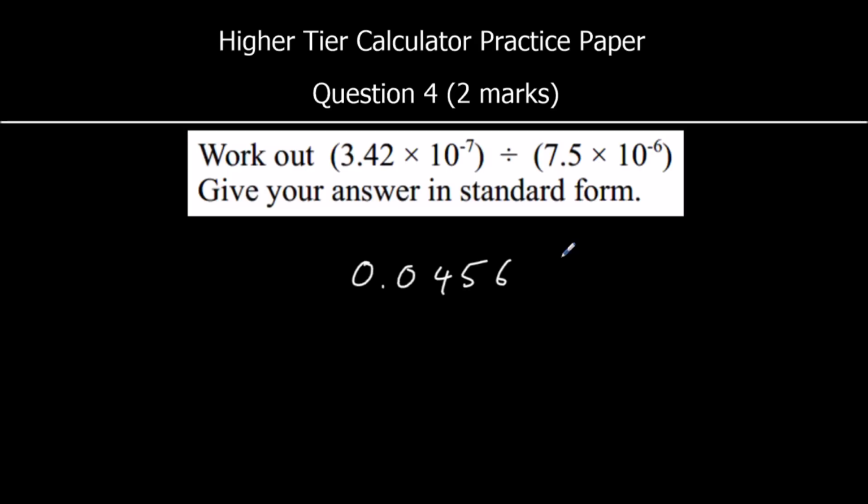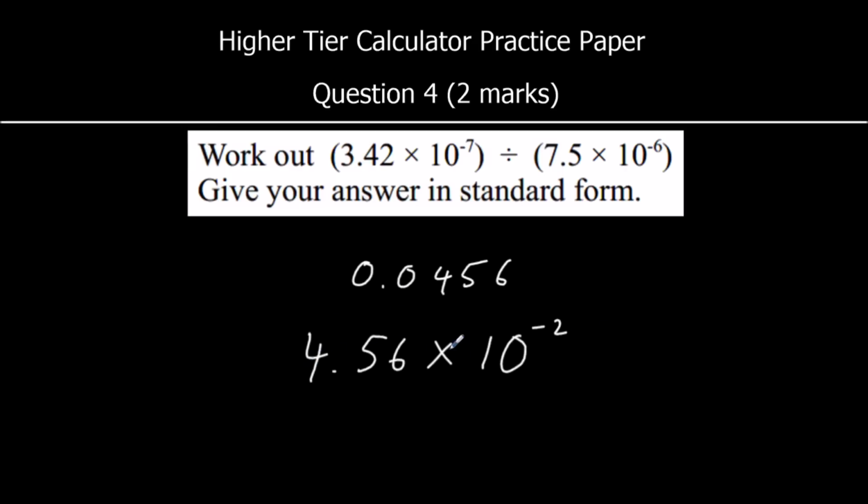But we need to give our answer in standard form. This is not in standard form. It needs to be a number between 1 and 10, which will be 4.56, then times 10 to a power. So 4.56 divided by 10, 2 times, makes 0.0456. So the power is a negative 2. If we're dividing, the power is a negative 2.